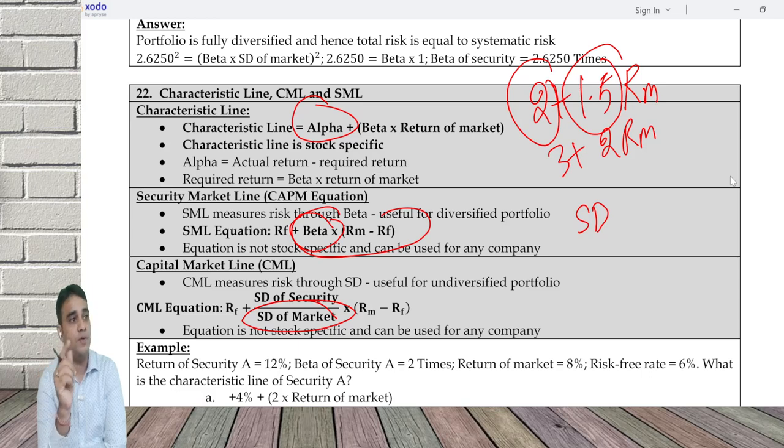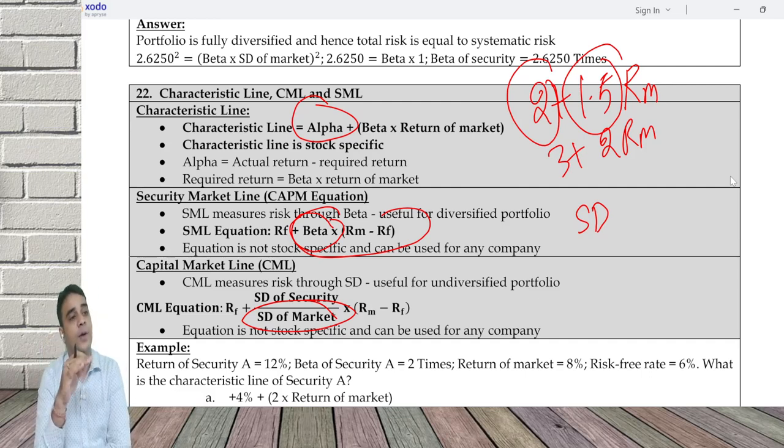We did in one question where we said equation number 1, this equation number 2, we cancelled. I said don't cancel and leave RM minus RF, call it as risk premium, and we calculated the RM and RF. So that approach will be done to form the SML equation.